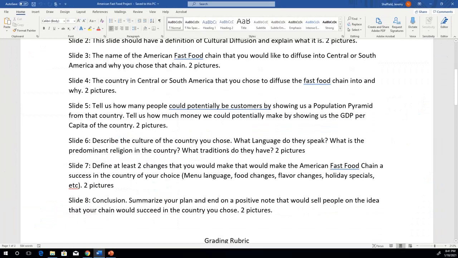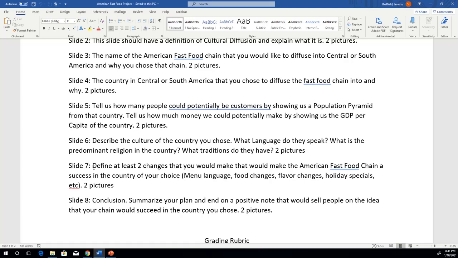Slide 7, I want you to define at least two changes that you would make that would make the American fast food chain a success in the country of your choice. Now, big one's probably going to be the language on the menu. So the language is probably not going to be in English. You have to tell us, if the customers cannot read the menu, they're not going to be able to order food, right? Any food changes, any flavor changes, holiday specials, etc.